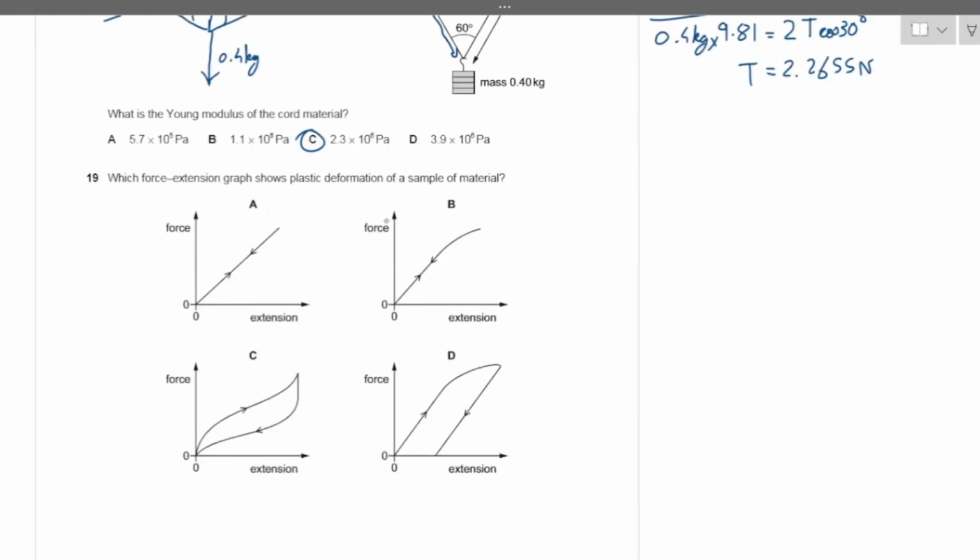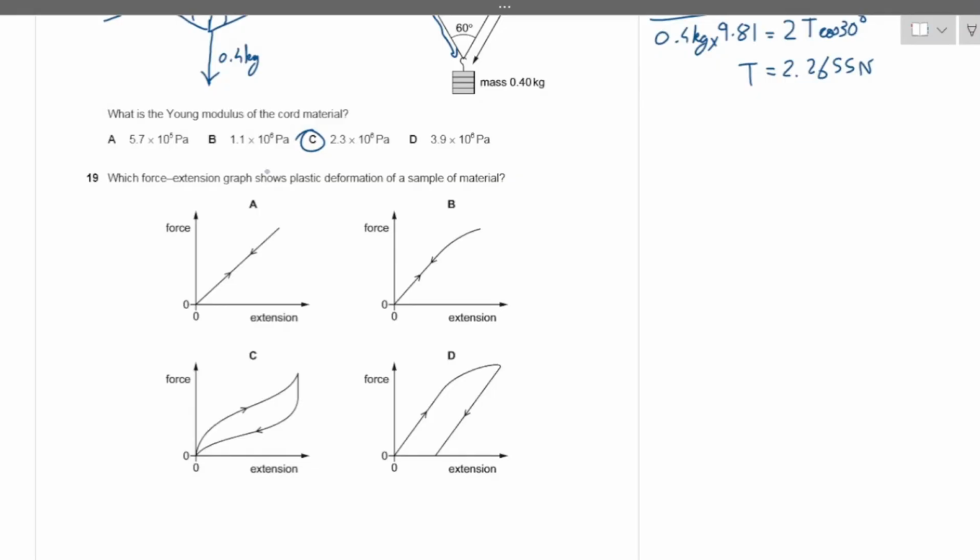Question 19. The force extension graph shows plastic deformation of a sample of material. Which force extension graph shows plastic deformation of a sample of a material? Right. So what is plastic deformation first of all? Plastic deformation is when the object is stretched beyond its elastic limit and it does not return to its original length. If it returns to its original length, then that is not plastic deformation, that is elastic deformation.